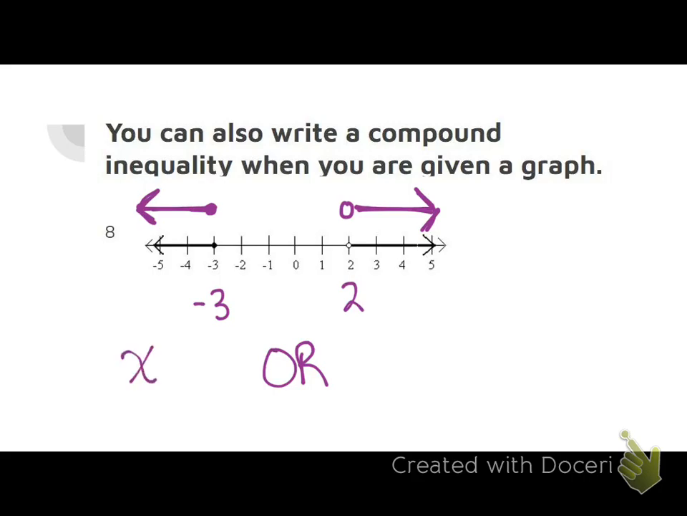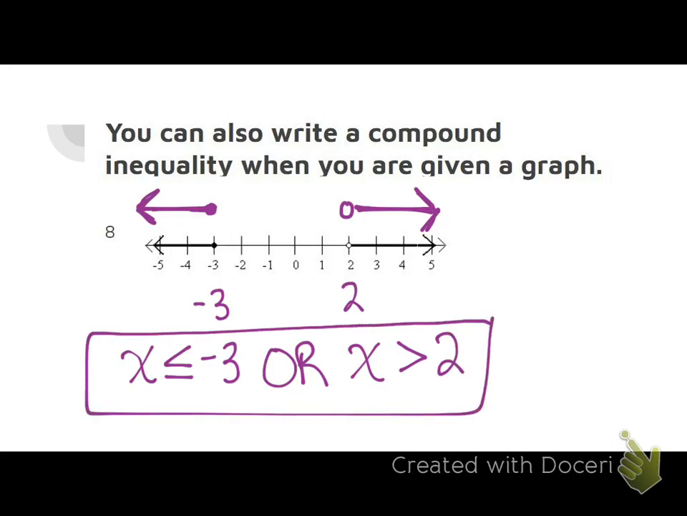X. If we're shaded to the left, what kind of symbol is it? Less than, but since the hole is colored in, it's or equal to, and my number there is -3. Then we go to the other side. Again, we need to use the same variable, x. This time, which way are we shaded? To the right, so what kind of symbol? Greater than. It is not filled in, so we do not need an equal to bar, and our number is 2. So that's all we needed from that.